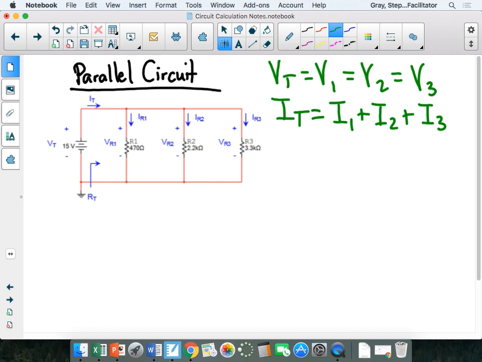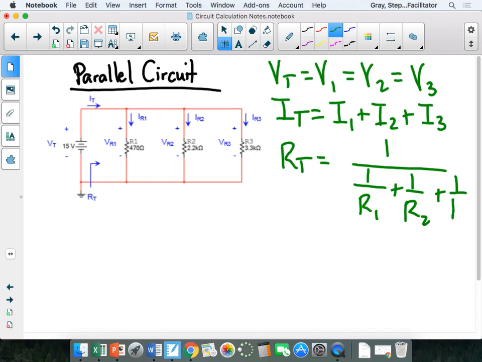Resistance is weird on this one. Resistance is really, really weird on parallel. But this is why you'll also like the chart, because you may never have to use this weird thing. The total resistance is equal to 1 over R1 plus 1 over R2 plus 1 over R3. It's the reciprocal of the reciprocals, which is a pain in the royal rumpus, as we say in McLean County.